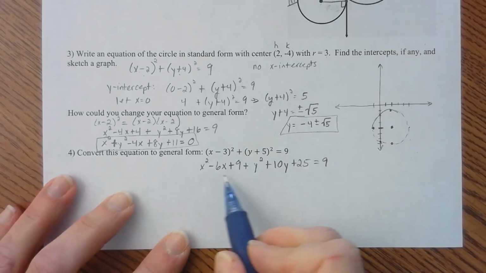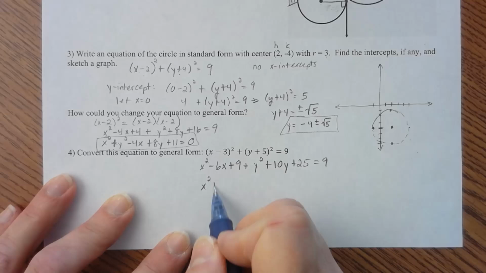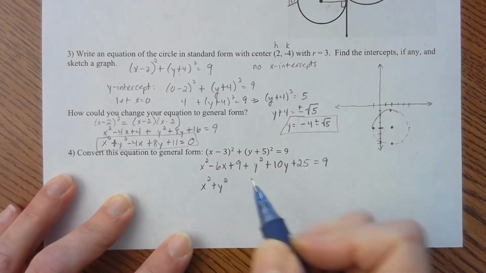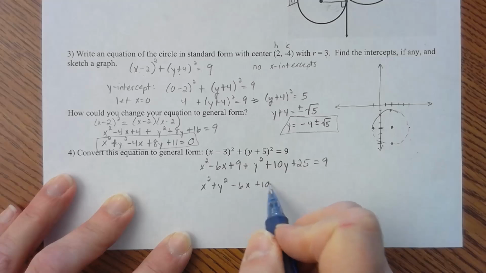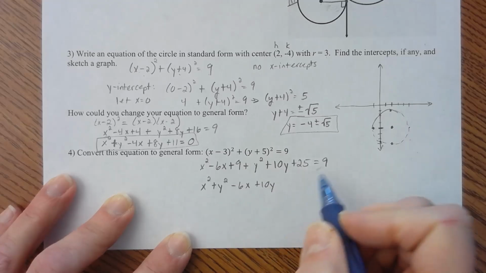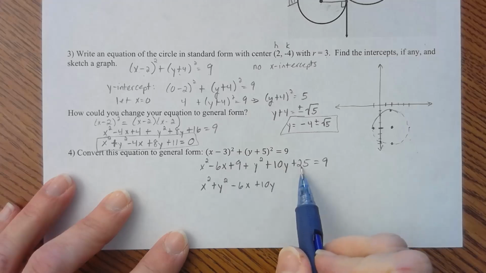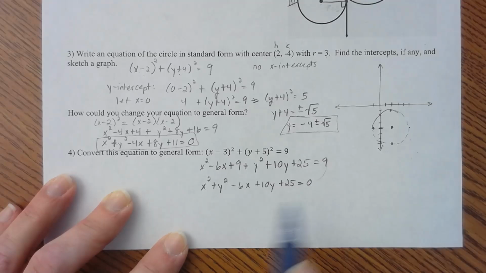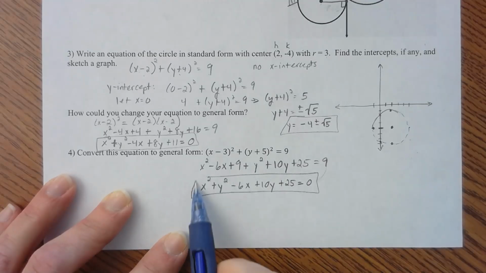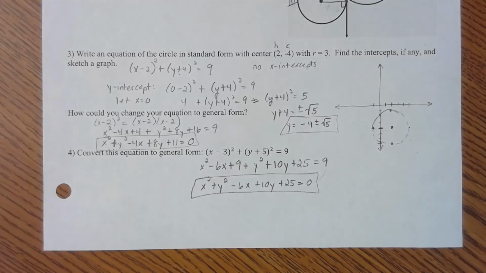And now I just arrange this so it's in the proper order. The two squared terms come first, then the linear terms, and then the constants. 9 plus 25 minus 9 is 25. There's general form. We're going to practice a few more examples.